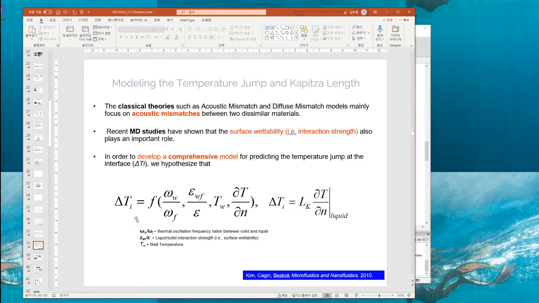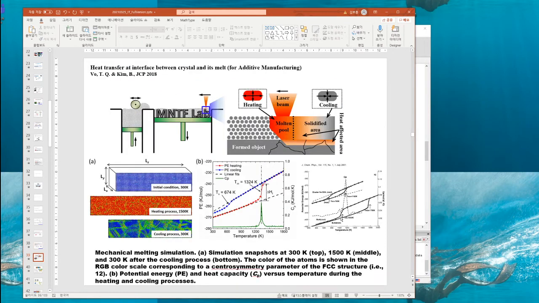And then I realized that these temperature jumps at the interface depend on the phonon frequency difference, the thermal oscillation frequency differences, and the wetting, the wall temperature, and the temperature gradient. And we can apply Navier-type boundary conditions to model that. And I published that in 2010 in Microfluidics and Nanofluidics.